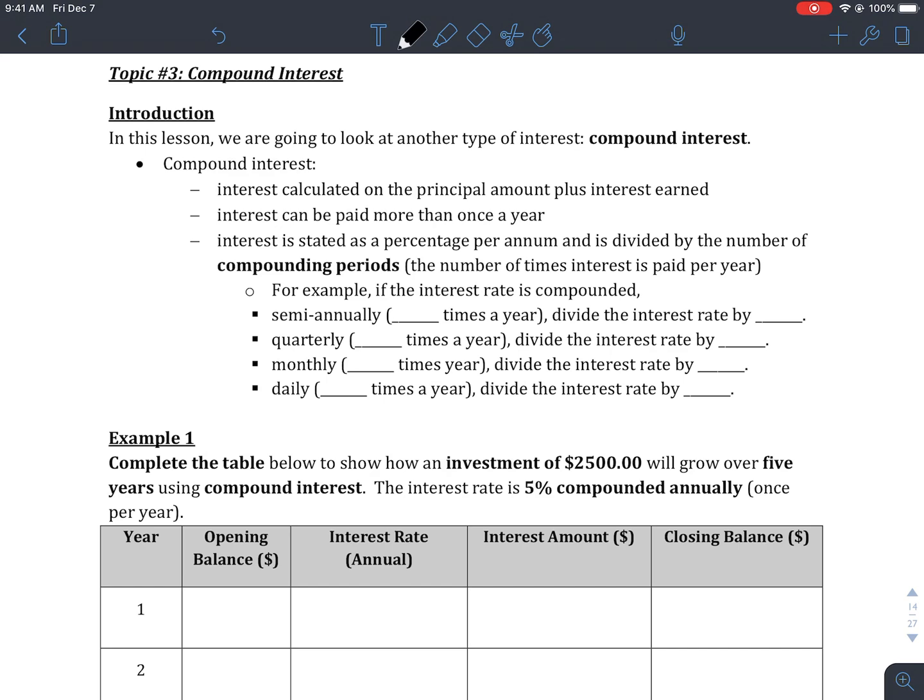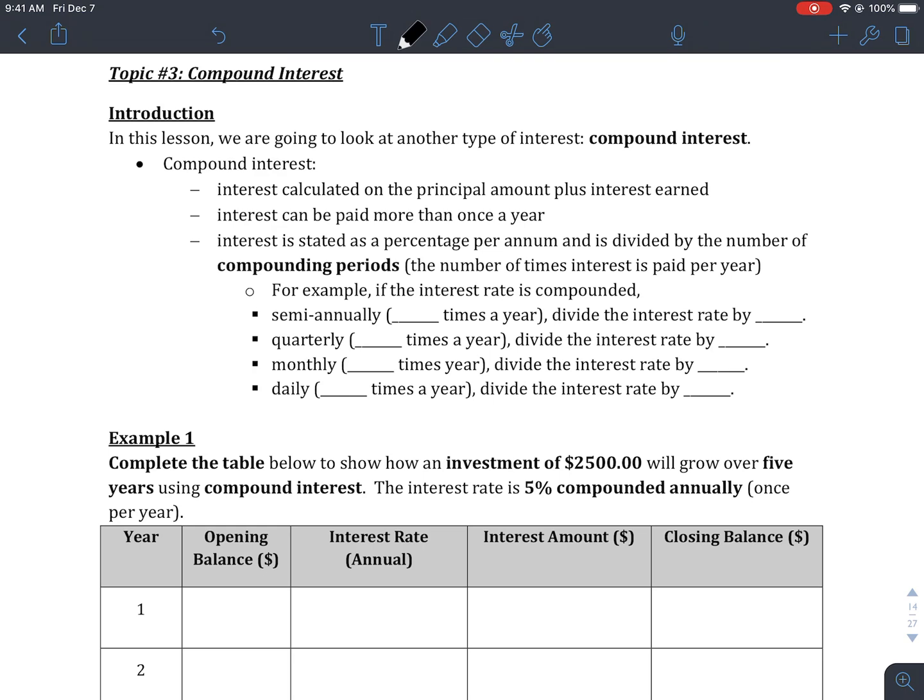It's compound interest. The interest calculated on the principal amount plus the interest earned, and interest can be paid more than one time per year. Interest is stated as a percentage per annum, that just means per year, and is divided by the number of compounding periods. So that's the number of times interest is paid throughout the year.